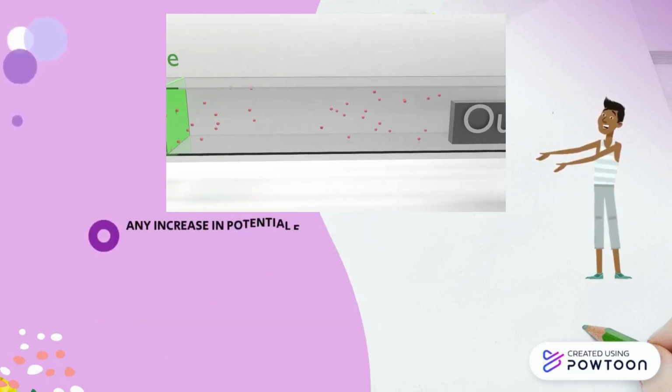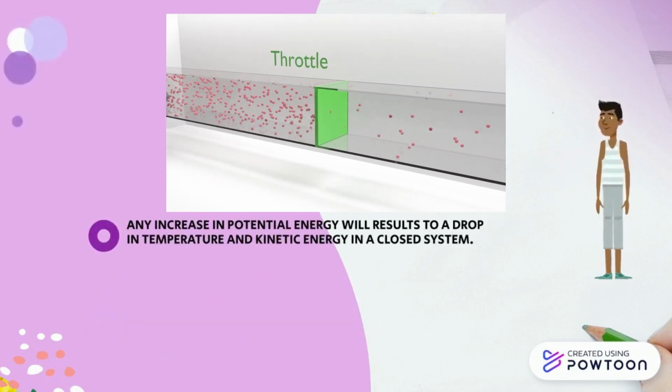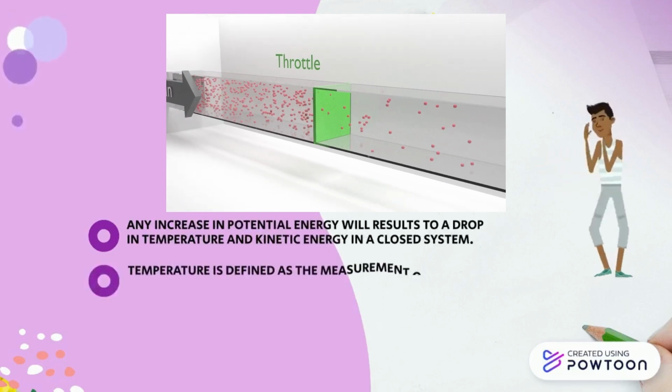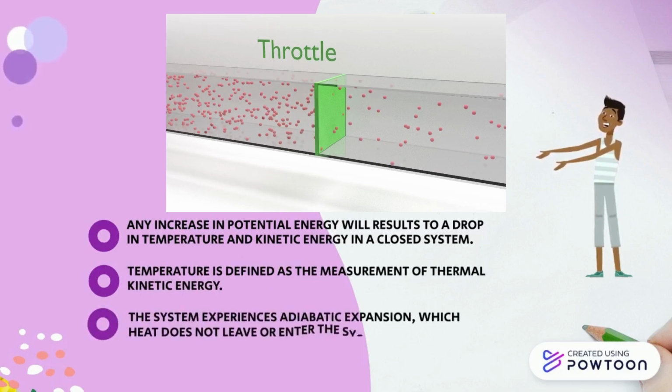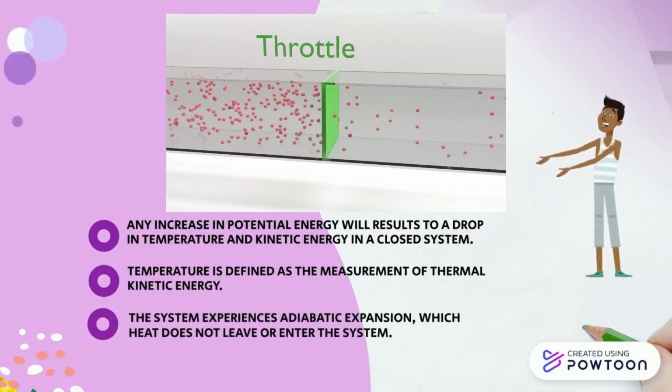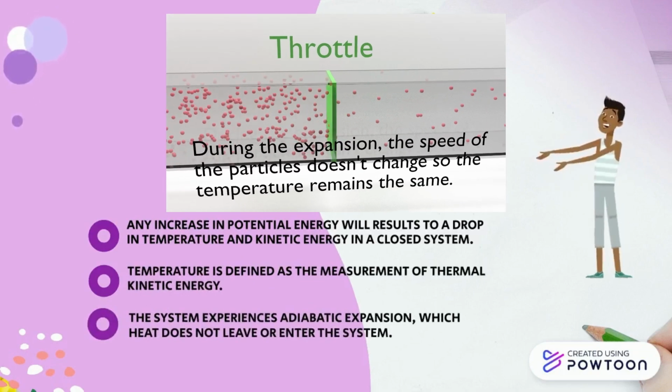Any increase in potential energy will result in a drop in temperature and kinetic energy in a closed system. Temperature is defined as the measurement of thermal kinetic energy. The system experiences adiabatic expansion, in which heat does not leave or enter the system.